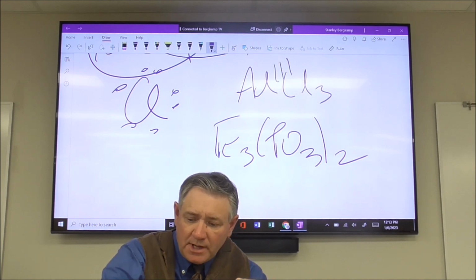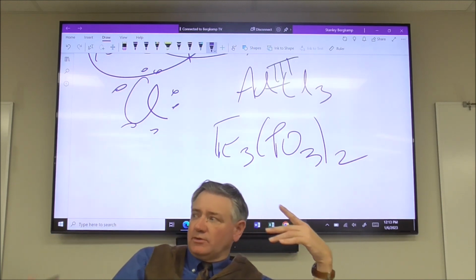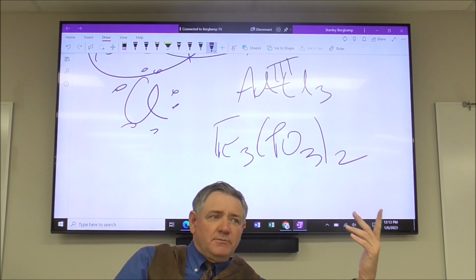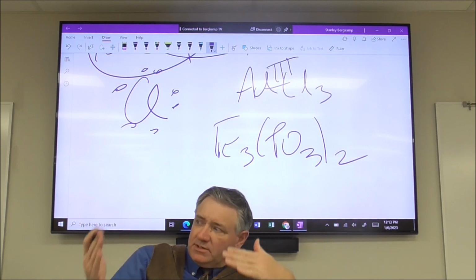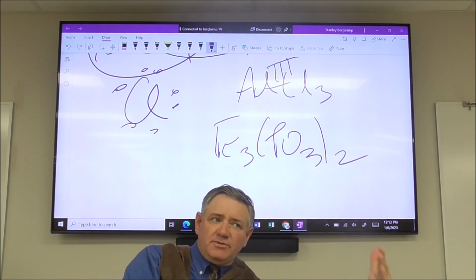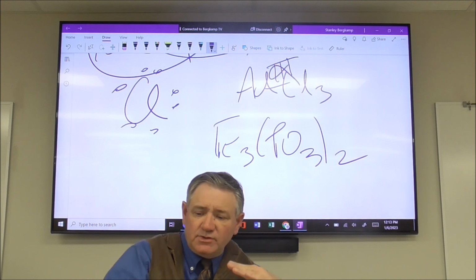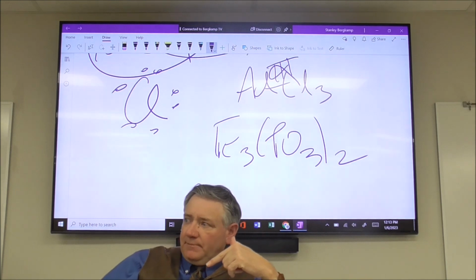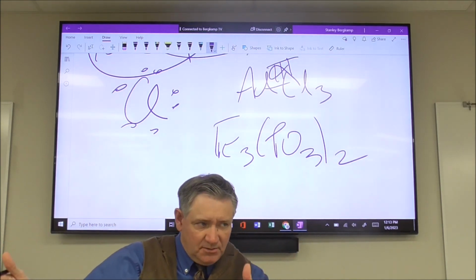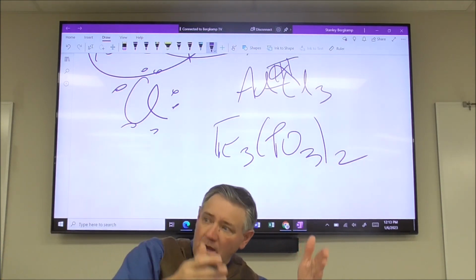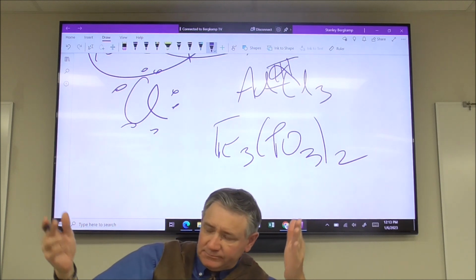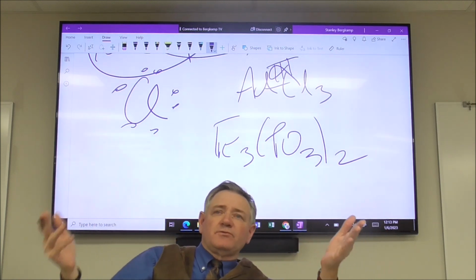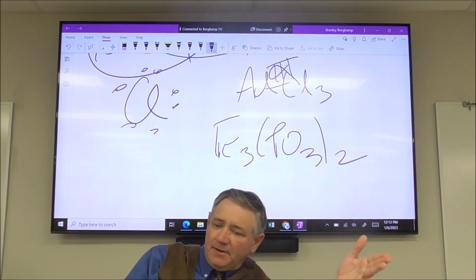I'm not going to put Al(III) chloride. There's no need. Because chlorine is only 1-, aluminum is only 3+. So this is why I don't put a Roman numeral when I name aluminum chloride, because it can only be AlCl3. Iron, copper, lead, manganese, those have more than one oxidation state, so you have to figure that out.